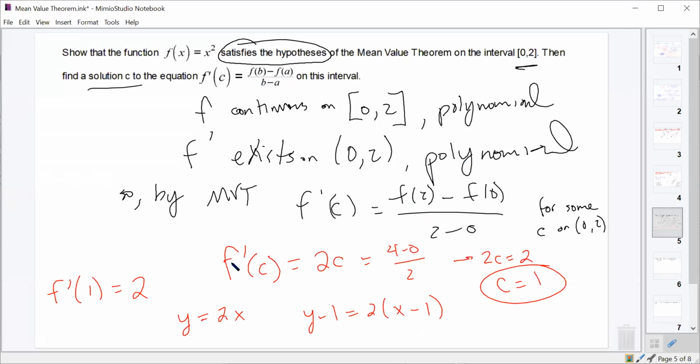And f prime evaluated at 1, right? F prime of 1 should be 2x evaluated at 1, or 2 times 1, or 2. So we know that the derivative should give us 2 at the same point, or on the interval in which the slope formula gives us 2. Does that make sense or no? Yeah, I think so. Thank you. Yep. Any other questions on that?